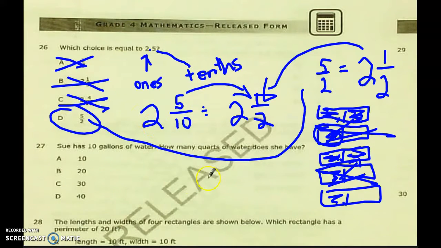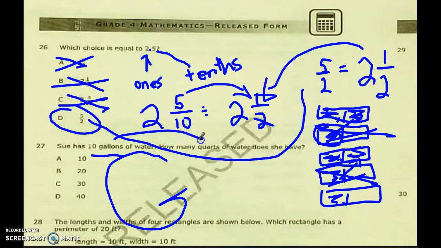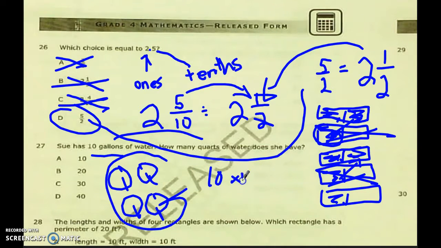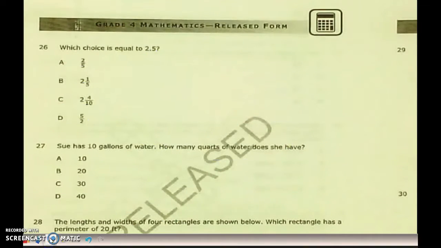Okay. Going on to number 27. Sue has 10 gallons of water. How many quarts of water? So again, if you remember about gallon land, we're dealing with gallons and quarts. So how many queens did it take to rule gallon land? 4. So we know there are how many quarts in 1 gallon? 4. So if I had 10 of them, that would be 10 groups of 4 quarts, which is 40 quarts, which is D. Okay, all right. Let's go on to the next one.